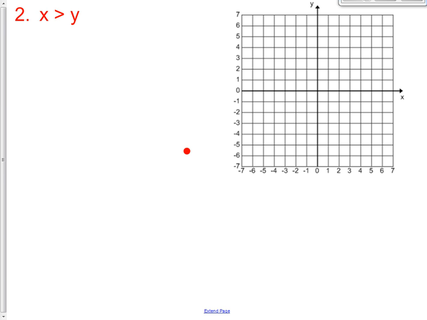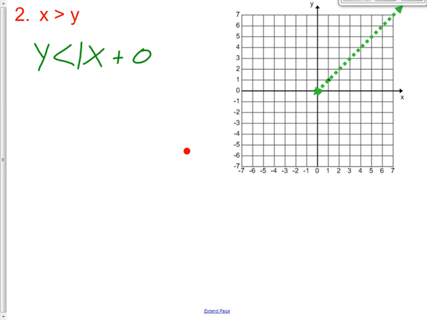So here we have this one, x is greater than y. Another way of saying that is y is less than x. Now we have it more in our y equals mx plus b form. Our b is 0 because it's y is less than x plus 0. So our y-intercept is 0, and our slope is up 1 over 1 because our slope is an understood 1. So now less than says that we're going to connect these dots with a dotted line.